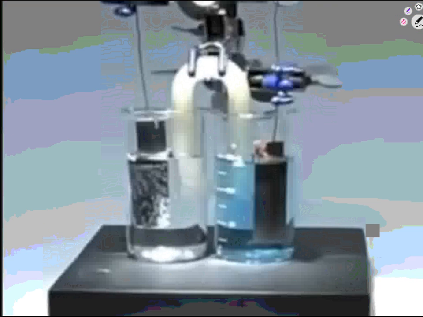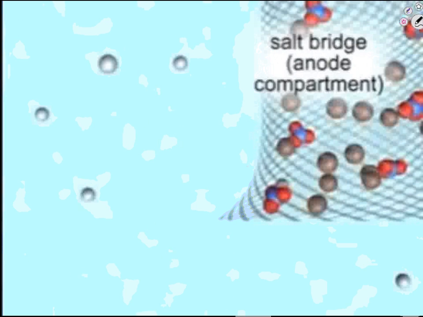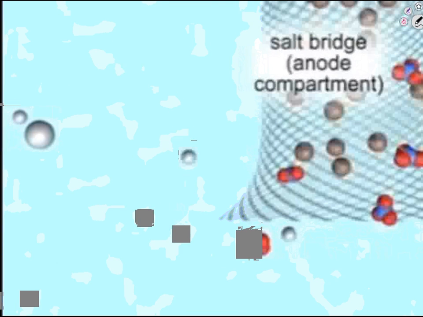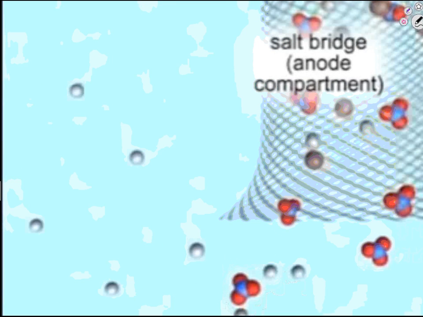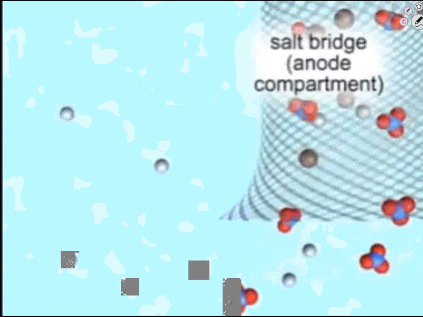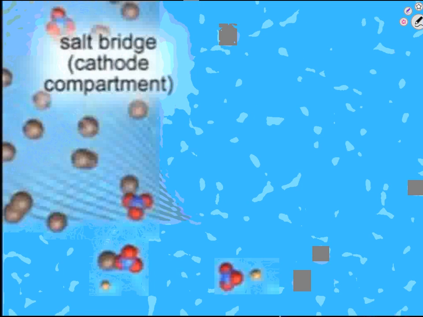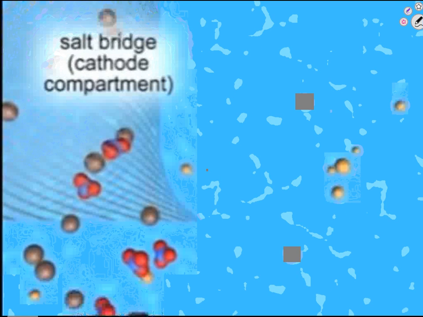Now let's close in to see the role of the salt bridge. The non-reactive sodium and nitrate ions of the salt bridge prevent the buildup of charge that would occur as zinc ions enter the anode solution and copper-2 ions leave the cathode solution. Such a charge buildup would halt cell operation. In the anode compartment, nitrate ions leave the salt bridge to balance the gain of positive charge as zinc ions enter the solution. Some zinc ions also enter the salt bridge. In the cathode compartment, sodium ions leave the salt bridge and nitrate ions enter it to balance the loss of positive charge as copper-2 ions leave the solution and are reduced at the cathode.